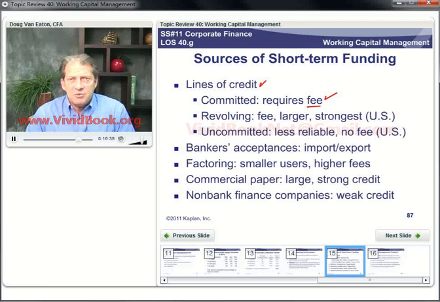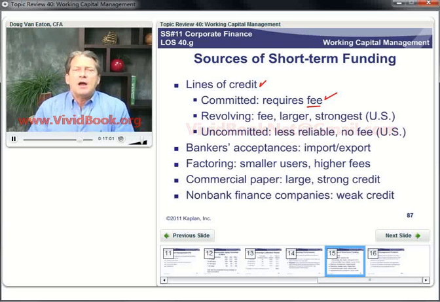An uncommitted line of credit is less reliable and has no fee. Less reliable in the sense that you say, well, we've got $1 million uncommitted line of credit, and you go to tap it because you're short of money, and they go, well, you don't look like you did before. You're short of money. We're not going to lend it to you. So certainly less reliable.